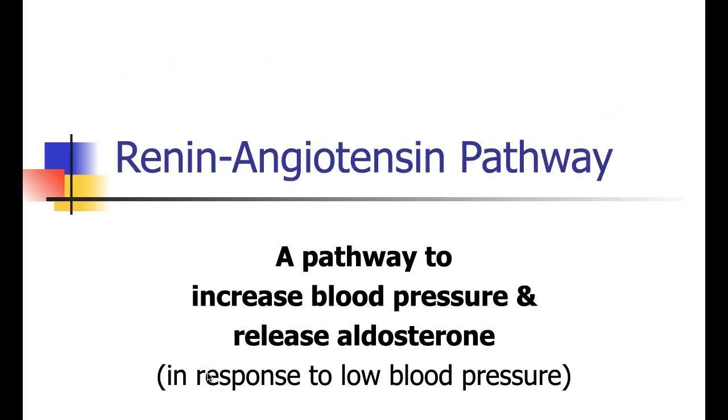Okay, and so now we're going to talk a little bit more about this renin-angiotensin pathway that we first came across in the blood pressure lectures. So remember that this is a pathway to increase blood pressure and release aldosterone. And so aldosterone is the end result of this system, but it has a bunch of other functions as well. Okay, so in response to low blood pressure, you're going to activate this renin-angiotensin pathway.